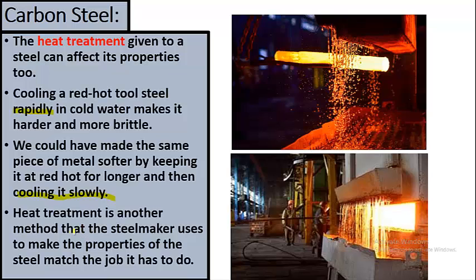Heat treatment is another method that the steel maker uses to make the properties of steel match the job it has to do. It means that whether the steel maker wants to make the steel brittle or softer, he can use heat treatment.